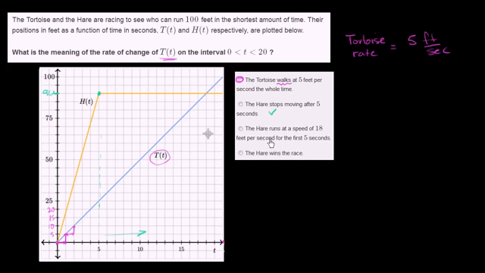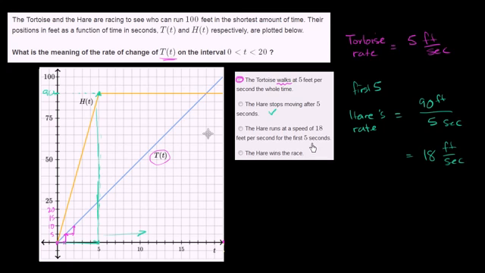The hare runs at a speed of 18 feet per second for the first 5 seconds. So let's see if this is true. For the first 5 seconds, the hare is able to cover a distance of 90 feet. So the hare is able to go 90 feet in 5 seconds. You could say the average rate of change is 90 feet in 5 seconds. And 90 divided by 5 is indeed 18 feet per second. So once again, this third statement is true. It just doesn't apply to T of t. It's not addressing the question.